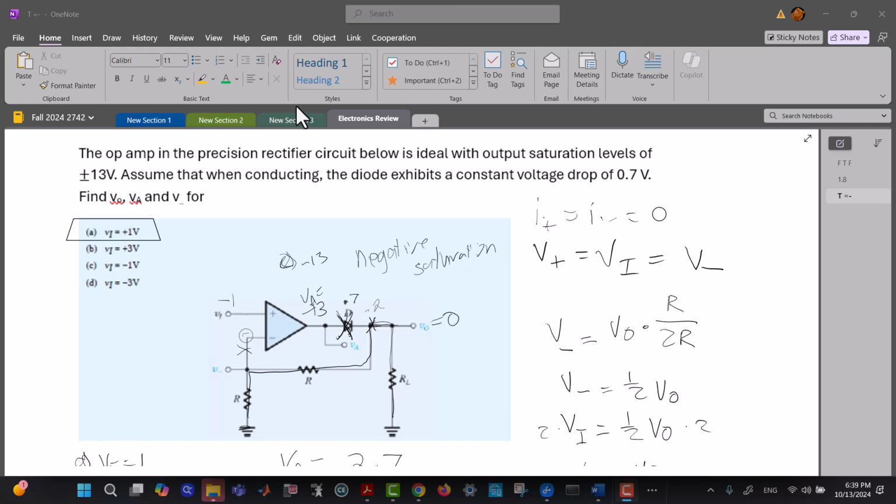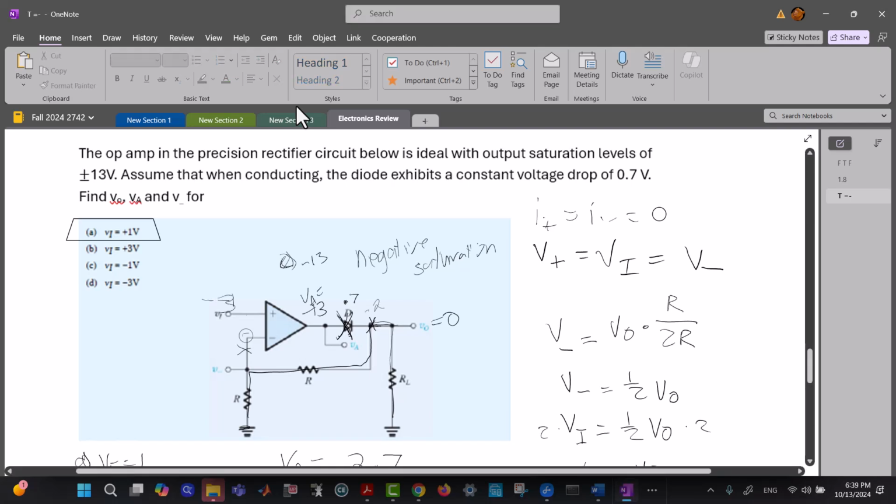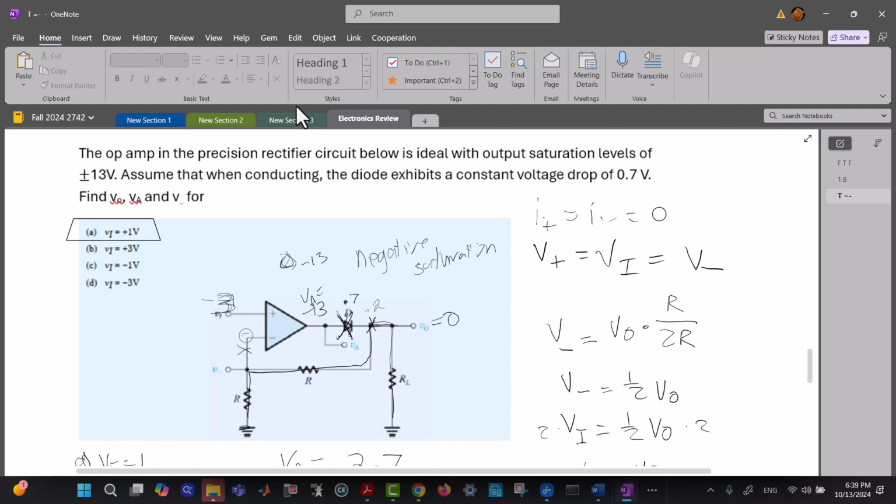And the same thing happens when Vn is -3. All the same stuff happens. You'll still have 0 for V out, and VA will be -13.